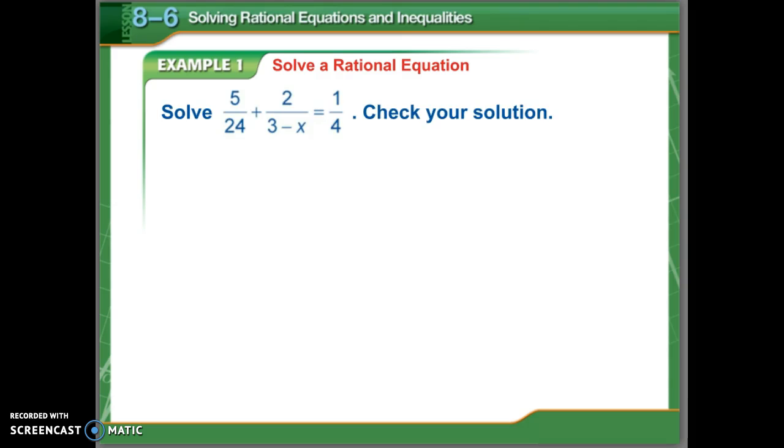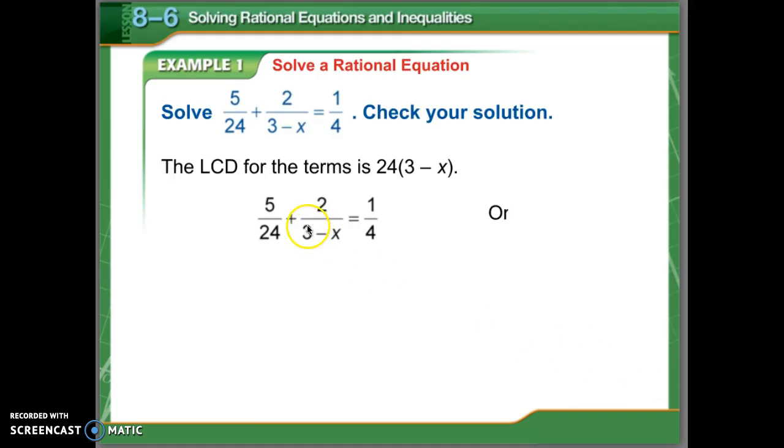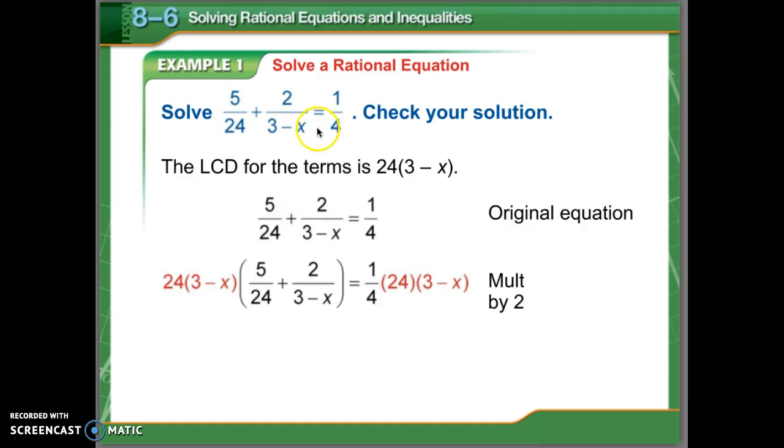So our first example, we have this equation. It says 5/24 plus 2 over 3 minus x equals 1/4. We need to solve this equation for x, and then we're going to check our solution. So the first thing we want to do is get a common denominator for all three of the expressions in this process.